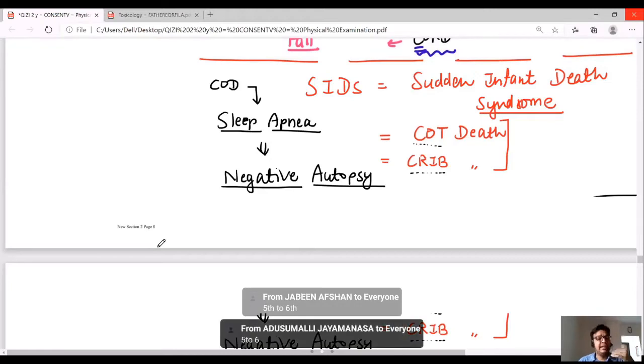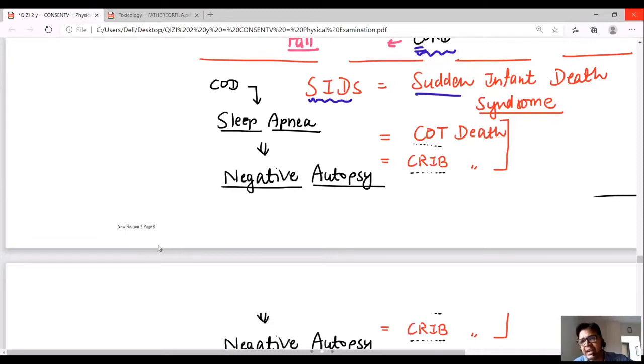Now, sir, the next topic for infant is SIDS. SIDS is sudden infant death syndrome. Sometimes, sir, an infant dies in his bed. This is known as sudden infant death syndrome. This is also known as cot death or crib death.